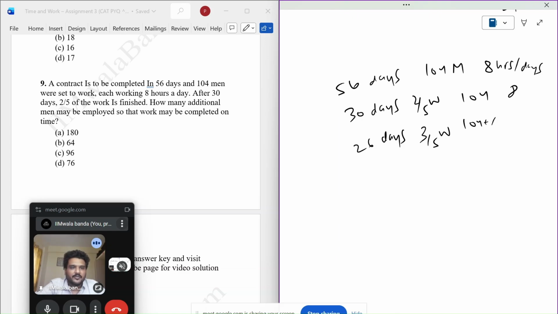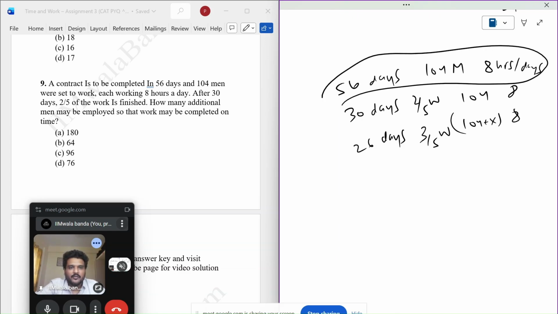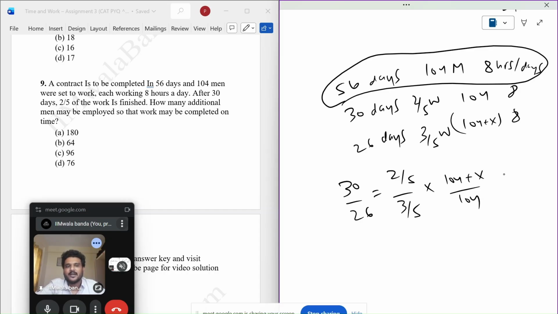Let's say we need 104 plus X men and they work for 8 hours. This is what we wanted, but this is what has actually happened and gonna happen. So these are your main two equations. Again, as we did in the previous question, number of days required will be directly proportional to the amount of work, but it will be inversely proportional to the number of men, and hours directly proportional. More number of hours, more number of days. So, but it gets cancelled here.